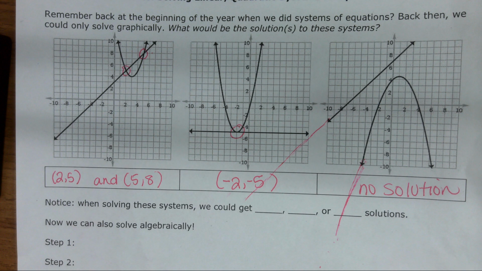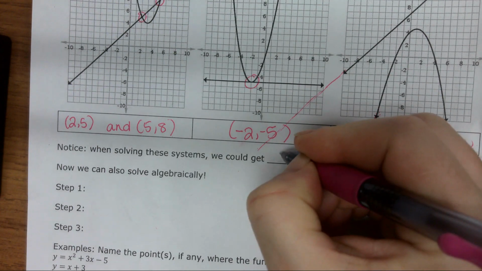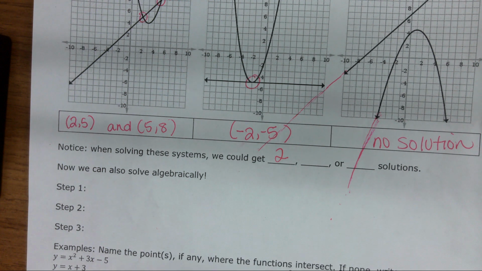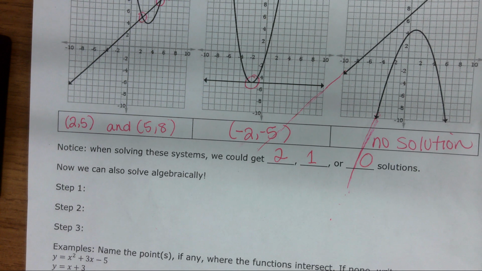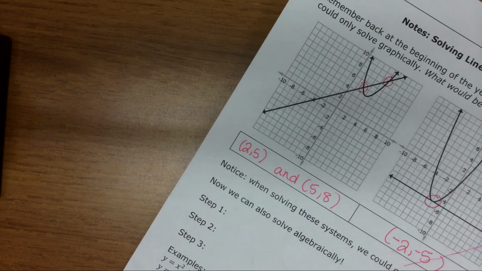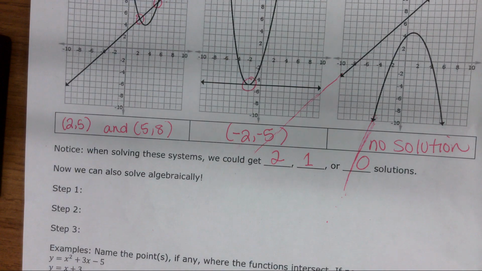So one of the main things I want you to understand today is that those are the 3 possibilities. So when solving systems, we could get 2, 1, or 0 solutions. It's never going to be anything more than that when we have a line and a quadratic. 2, 1, or 0 is the only possibility. And in a moment, I'm going to show you how at the beginning of the lesson, if I just want you to know how many there are, we're going to just graph that to find out.